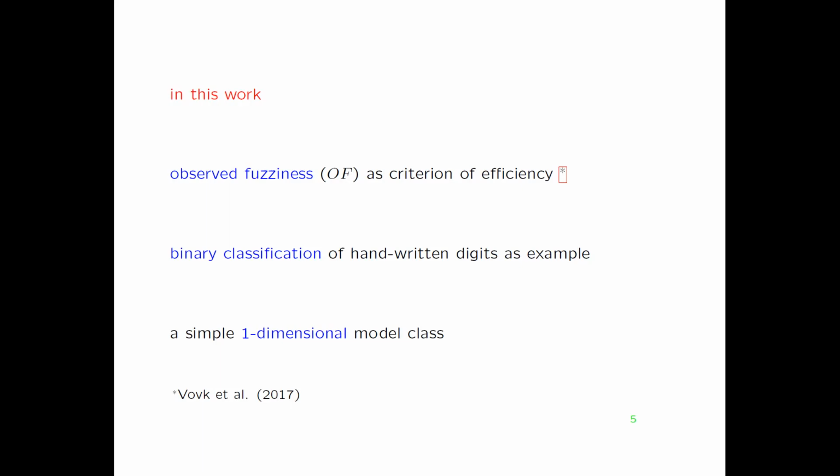Then we focus on the simplest possible machine learning task, that is binary classification of handwritten digits, actually from MNIST. And also we focus on the simplest possible parametric model, that is a one-dimensional model. And why we made this choice is to avoid any tricky computational part in the optimization, since the model is a one parameter model, we can just grid the space and compute the objective function.